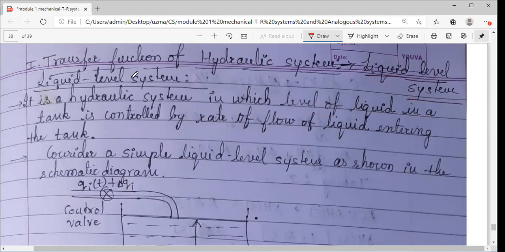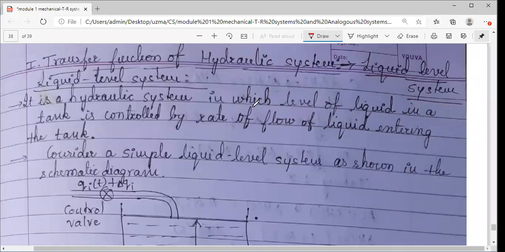It is a hydraulic system in which level of the liquid in a tank is controlled by the rate of flow of liquid entering the tank. Okay, try to understand this क्योंकि हमको transfer function find करना है. For this water tank system, we should identify उसका input क्या होगा and output क्या होगा. Then only you will be able to take the ratio of output by input. For that, it is very much important to identify the input and the output for this system.